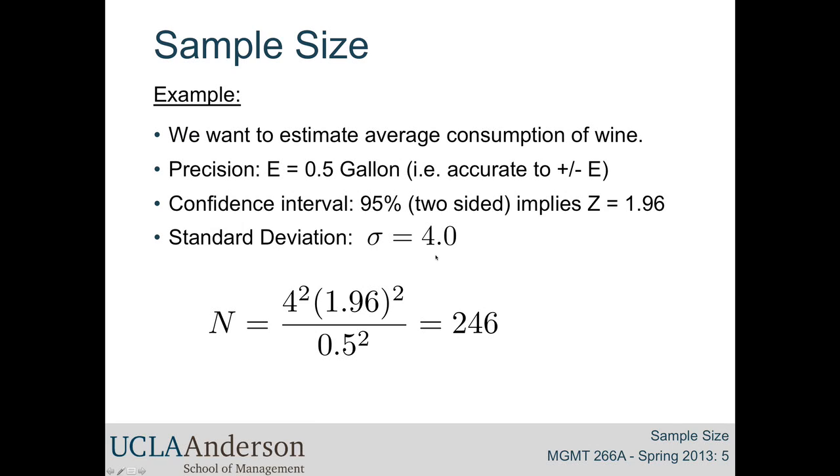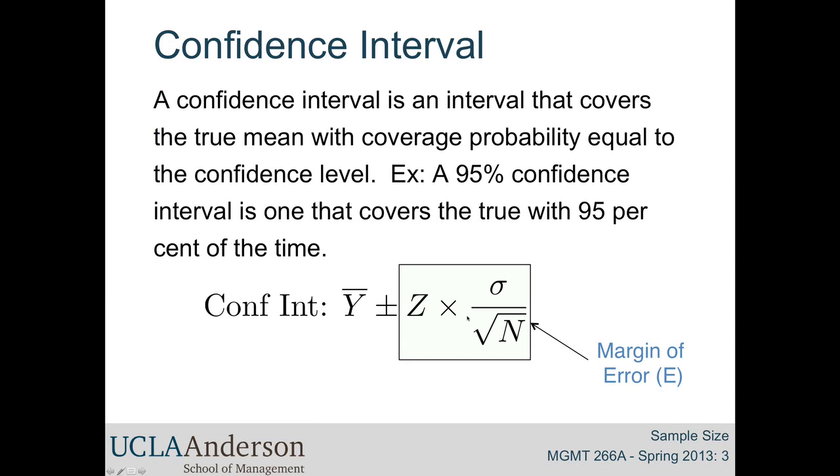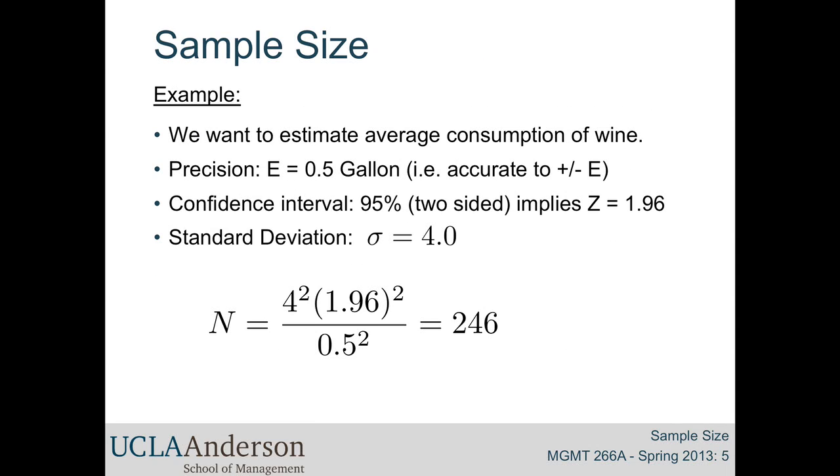And then the only thing that's a little bit tough here is the standard deviation. So I have to know something about how variable consumption of wine is in gallons over individuals in the population. So here I've taken the example of a standard deviation of around 4. I put that in the formula and I get an n of 246. So that means sample sizes of 246 or larger will deliver a margin of error accurate to plus or minus 0.5 gallons. In other words, the sample average will be accurate to plus or minus 0.5 gallons.